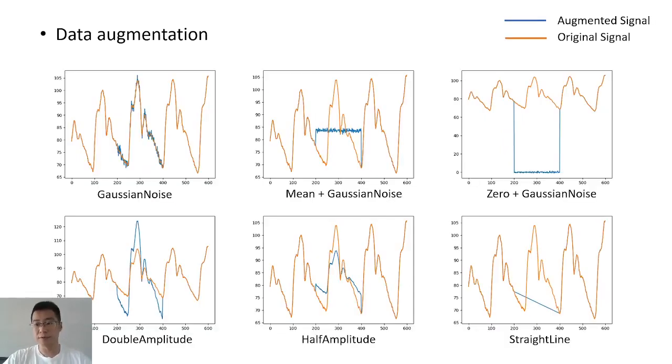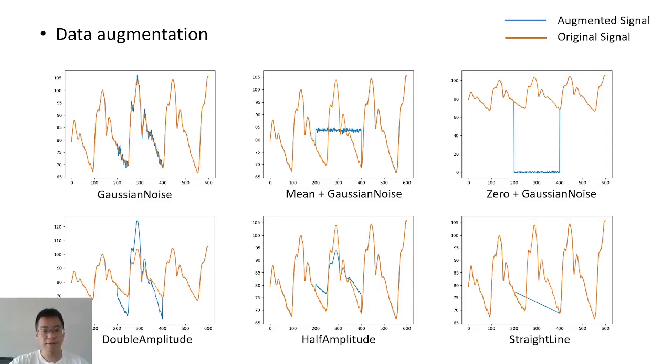Here are examples of data augmentations we used. First are 3 kinds of Gaussian noise. The first is we add the Gaussian noise directly to the original signal. And in the second and third, we replace the signal with the average value, either the average value in this window or 0, and then we add Gaussian noise directly to the signal.